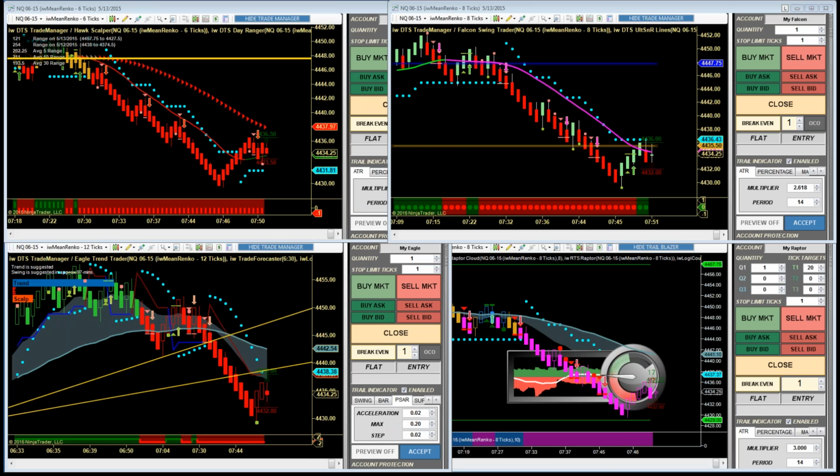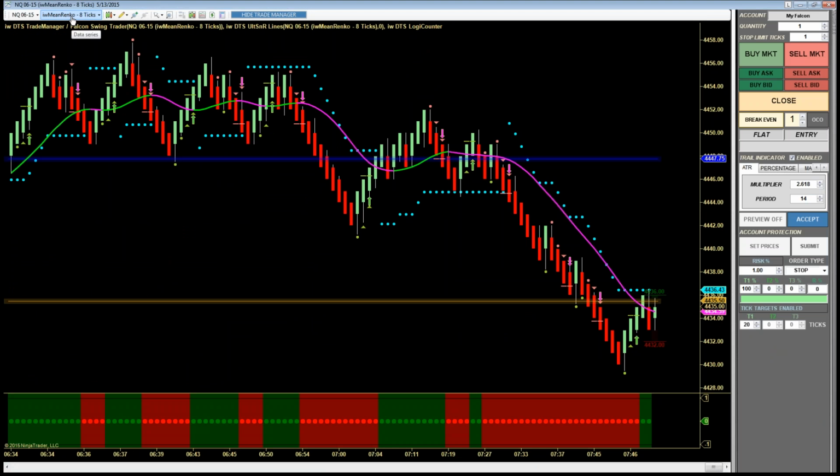Before I get to Tom's question, Vincent is asking a question. Vincent asks, why do you use tick charts and how do you determine which tick size to use? I do not use tick charts. I use the mean Renko bars. See here? It says mean Renko bars. IW, Indicator Warehouse, mean Renkos. And they're set at an 8-tick brick.